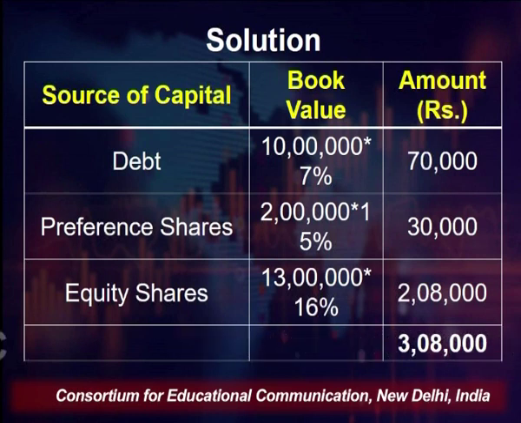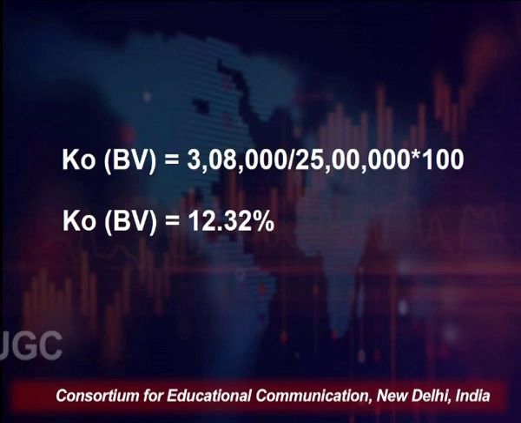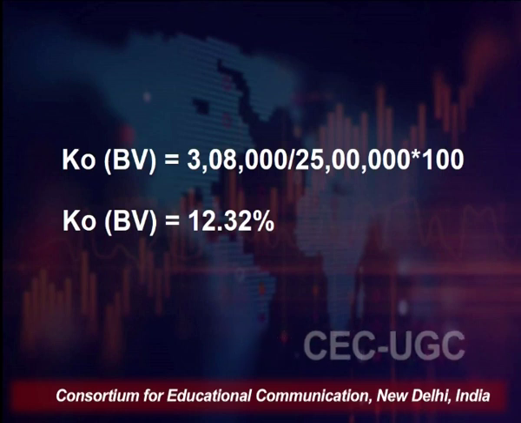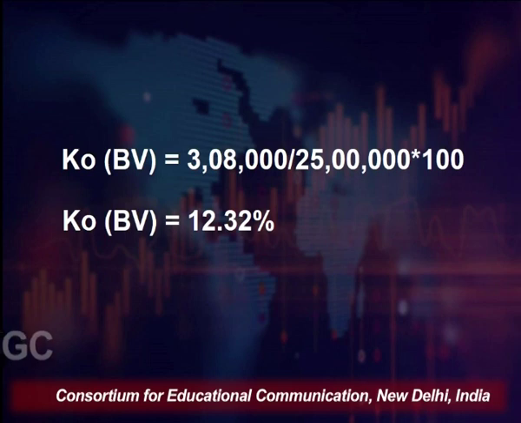So, the overall cost that we need to pay for raising funds from these three sources will be 3 lakh 8,000. Now, this 3 lakh 8,000 will be divided by 25 lakh and we multiply it with 100 to convert it into percentage. We can see that overall cost of capital according to the book value is 12.32%. So, this value is according to the values which are recorded in the books.